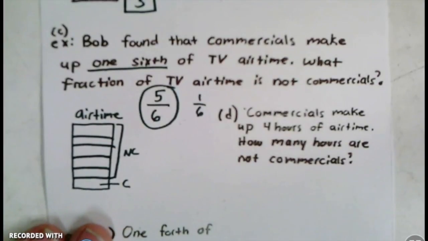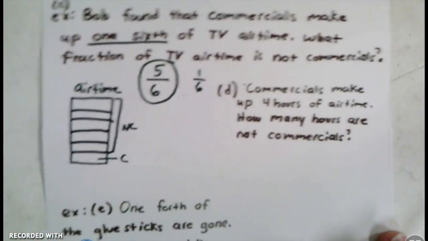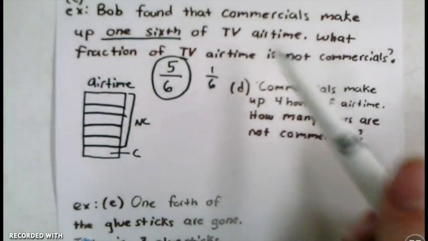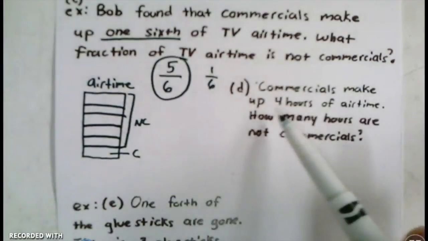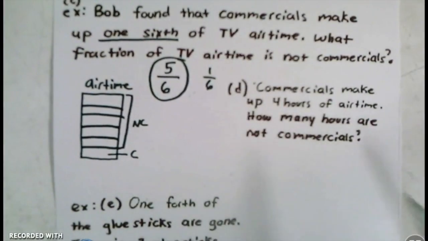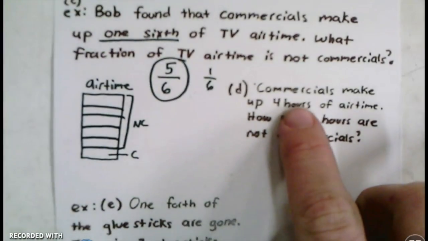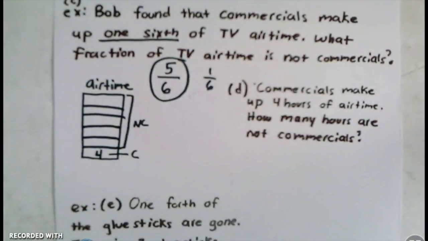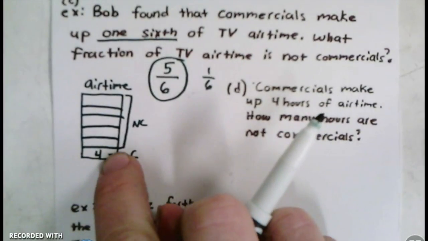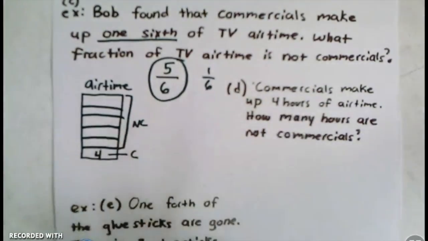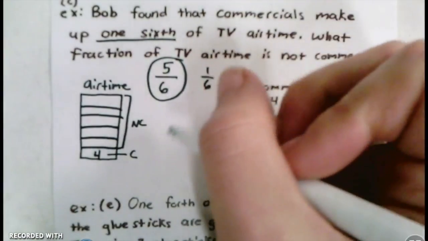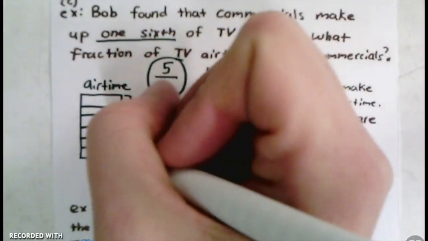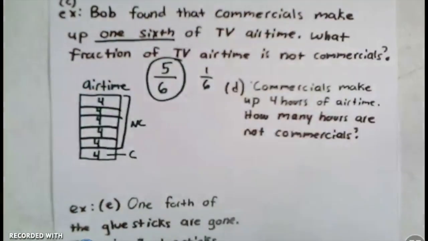Now here we go. Now I want to add this extra step, okay? Because I know that you're super smart. Here, adding on to this problem, it says commercials make up 4 hours of airtime. How many hours are not commercials? So now what I'm going to do is I'm saying that the commercials are 4 hours. So this right here is going to be a 4. And if that's a 4, then we know that all of these are 4s from when we did this earlier with finding a fraction of a number. So that means that this would be a 4, and this would be a 4, and this would be a 4, and this would be a 4, and this would be a 4.